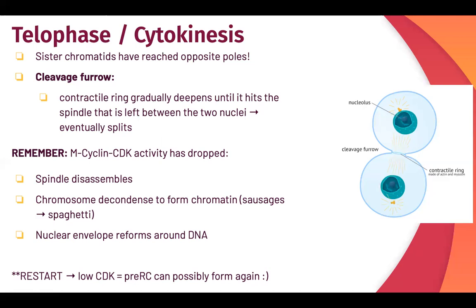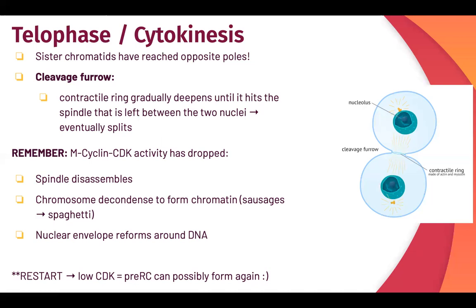And then that is the end of the cell cycle because you're low CDK, you have the potential for pre-RCs to form again. And if you have the potential for pre-RCs to form again, that means you can replicate again. So it's like this whole cycle.